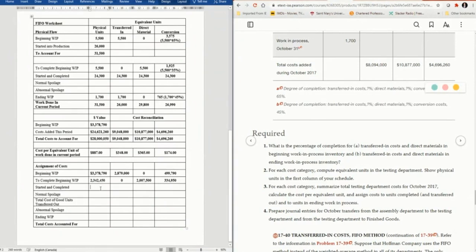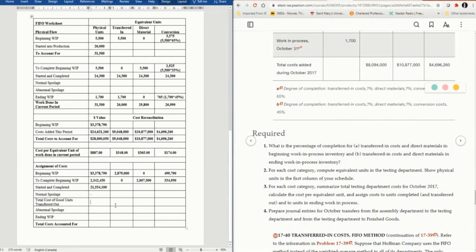The started and completed ones, that's just this line here, right? And to save a little bit of time, because it's the same numbers all the way across, I don't have to do this one plus this one plus this one. I can just use this one. So I'm going to save a little bit of time. 21,554,100. I don't have any spoilage, so I don't have to worry about that.